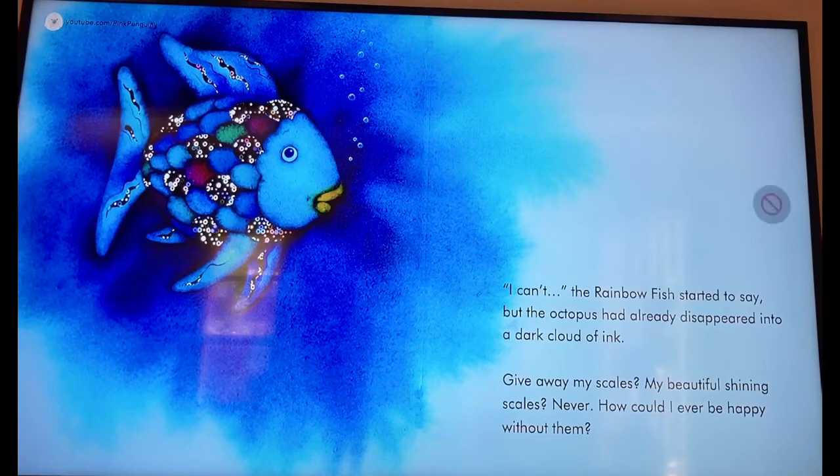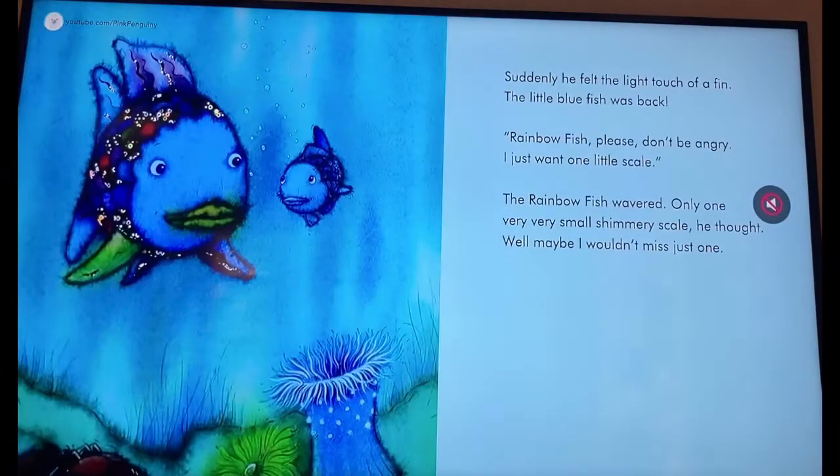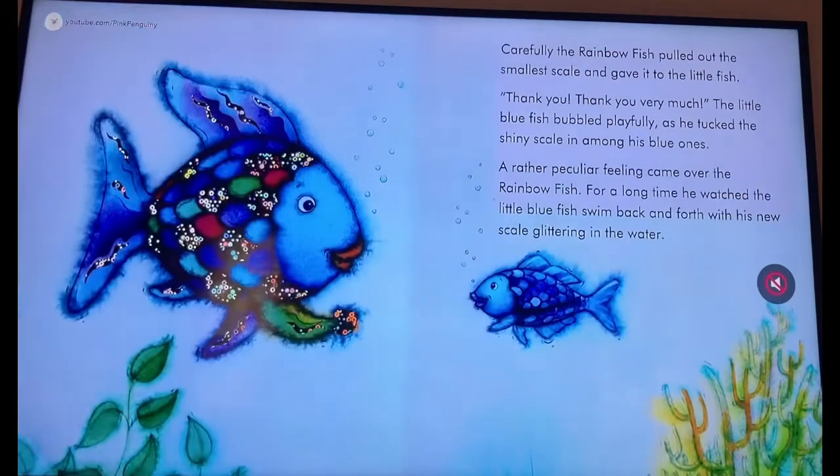"Give away my scales? My beautiful shining scales? Never! How could I ever be happy without them?" Suddenly, he felt the light touch of a fin. The little blue fish was back. "Rainbow Fish, please don't be angry. I just want one scale." The Rainbow Fish wavered. "Only one very, very small shimmery scale," he thought. "Well, maybe I wouldn't miss just one."